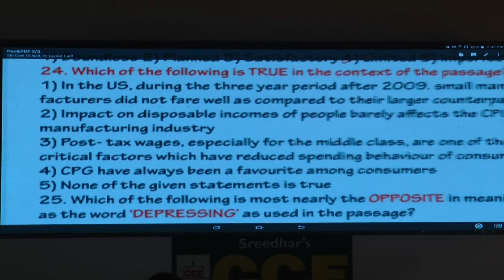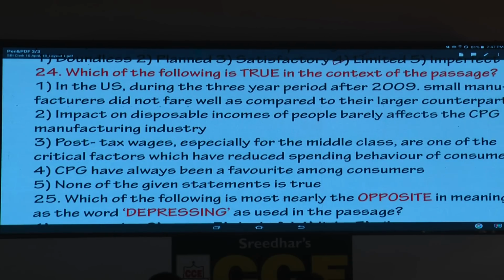Question number 24. Which of the following is true in the context of the passage? The third option is the answer, clearly mentioned in the passage, but differently. The wording has been changed. Post-tax wages, especially for the middle class, are one of the critical factors which have reduced spending behavior of consumers. Same point has been mentioned in the passage. So what is the answer? The third option is the answer.